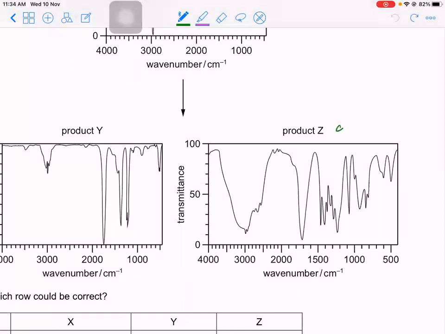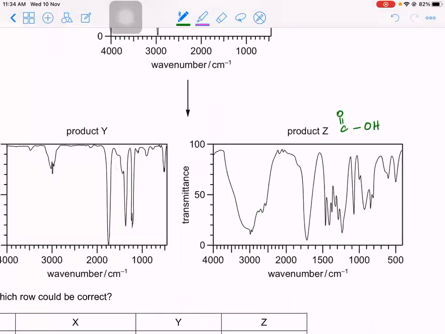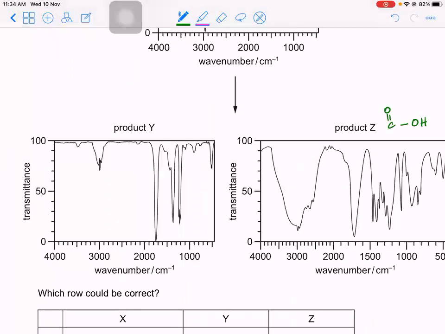Do you see in product Z you have a C double bond O? Do you see you have a peak at 1700? And then you have a broad peak right here, and this right here is for the OH. Then this right here, this has 1500, 1600, 1700. Again, there's a C double bond O. And there's a small peak right here at 3000. So 3000 weak peak could be, let's check.